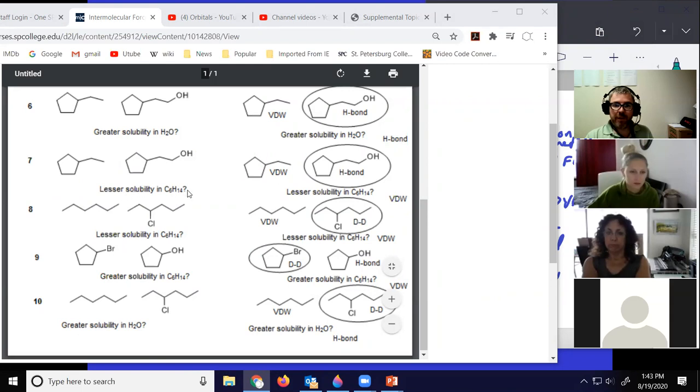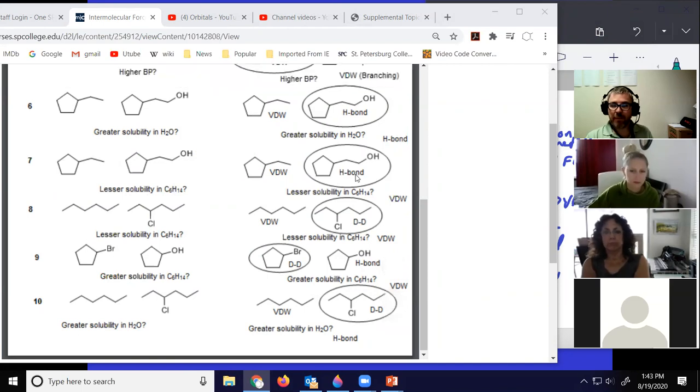Lesser solubility in C6H14. So this is van der Waals. C6H14 is van der Waals as well. And the one with the lowest compatibility there would be the hydrogen bonding. So again, that would be the answer. Anybody got any questions?